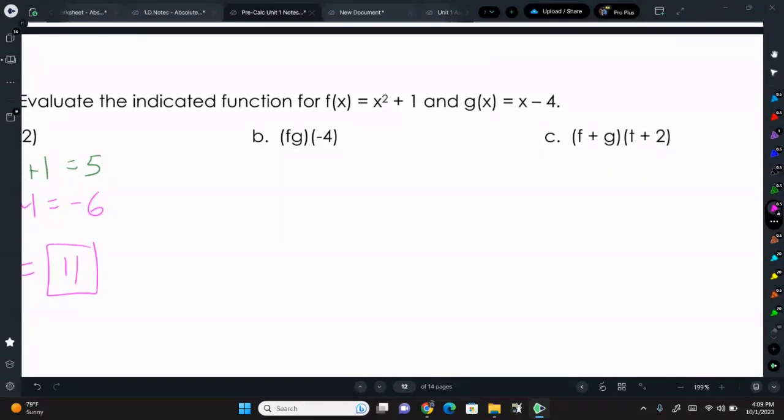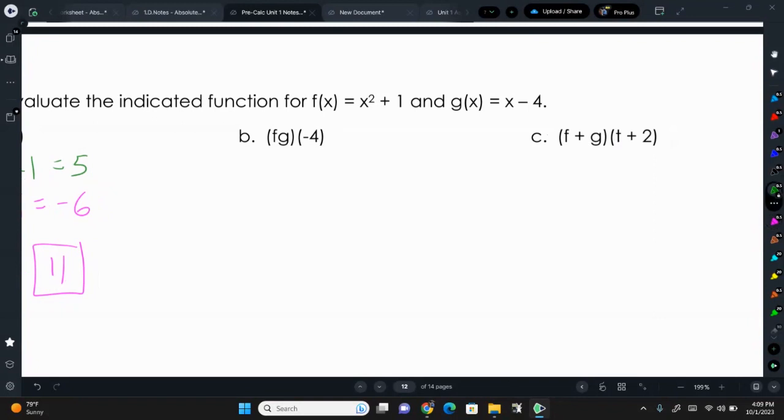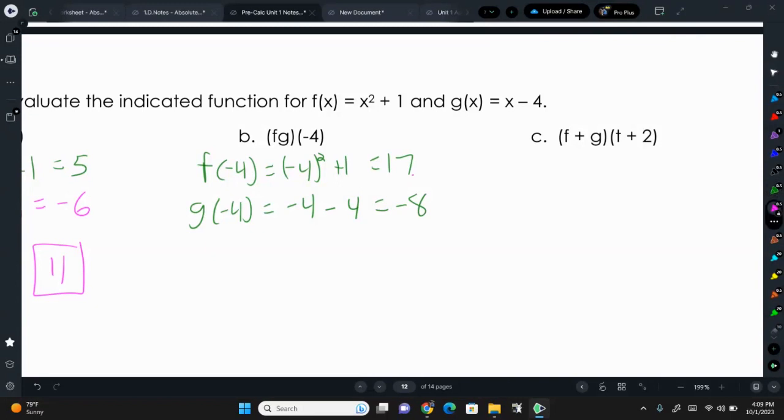Now for (f times g)(-4). Well, let's find f(-4): (-4) squared plus 1, which is positive 17. And then g(-4): -4 minus 4, which is -8. So then we're going to multiply them. 17 times -8 equals -136. So what we're doing is plugging in or substituting these values and then doing what the function is telling us, subtracting or multiplying.